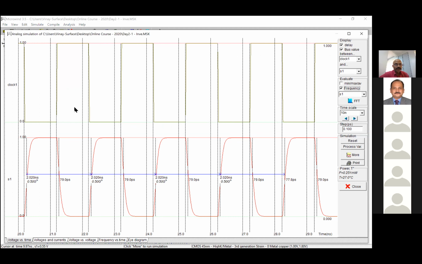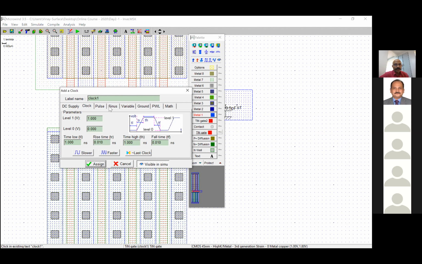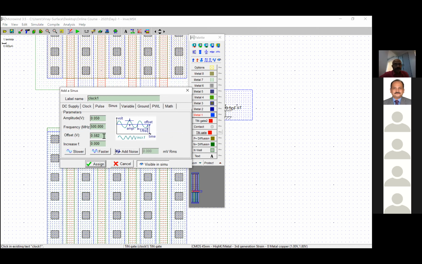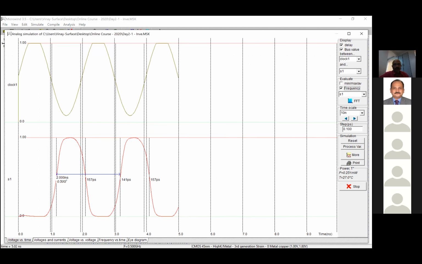Now I just go to the signals. Instead of clock, I apply a sinusoidal signal, and the frequency is the same, 500 megahertz. And the offset is 0.582, right? The same offset, and the amplitude I give is 0.5, 0.25, I think 0.5. And let me check whether it is coming above or below. No, it's going above. Okay.